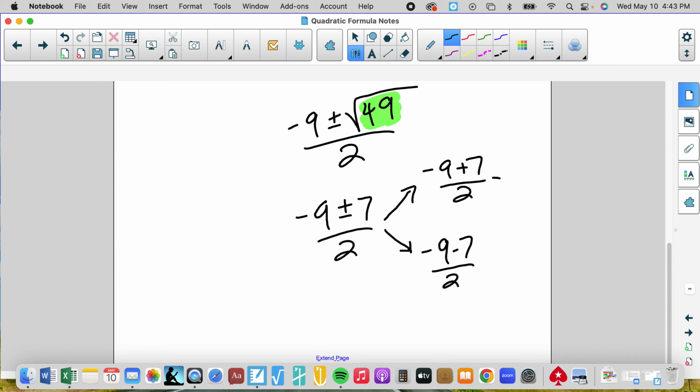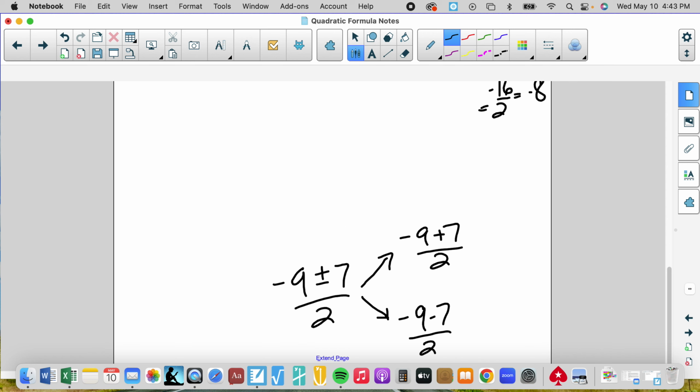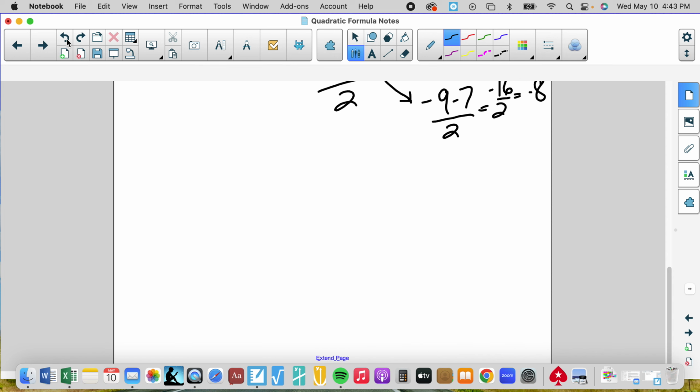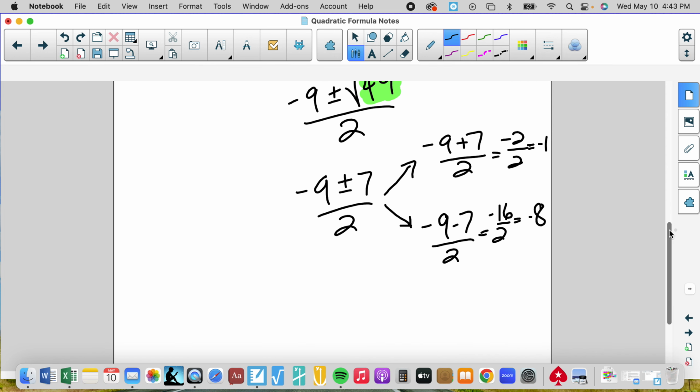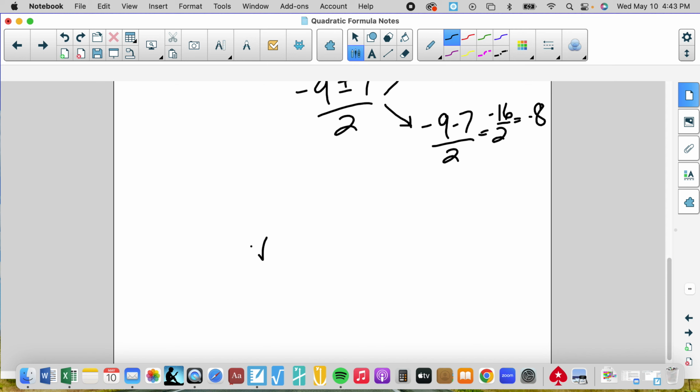All right. Equals, all right. That's going to be negative 2 over 2, which equals negative 1. And negative 9 minus 7 is negative 16 over 2, which is negative 8. And those are my v values. So v equals, and we can do it in a solution set, negative 8 comma negative 1.